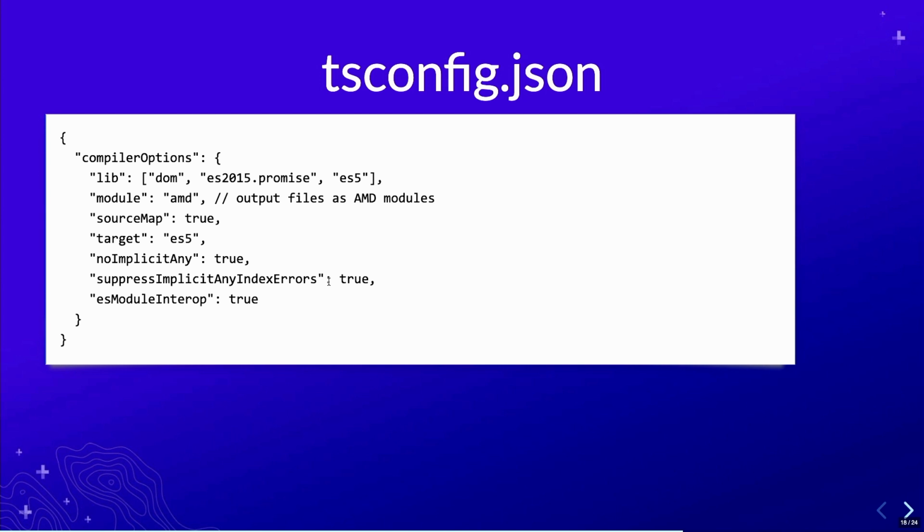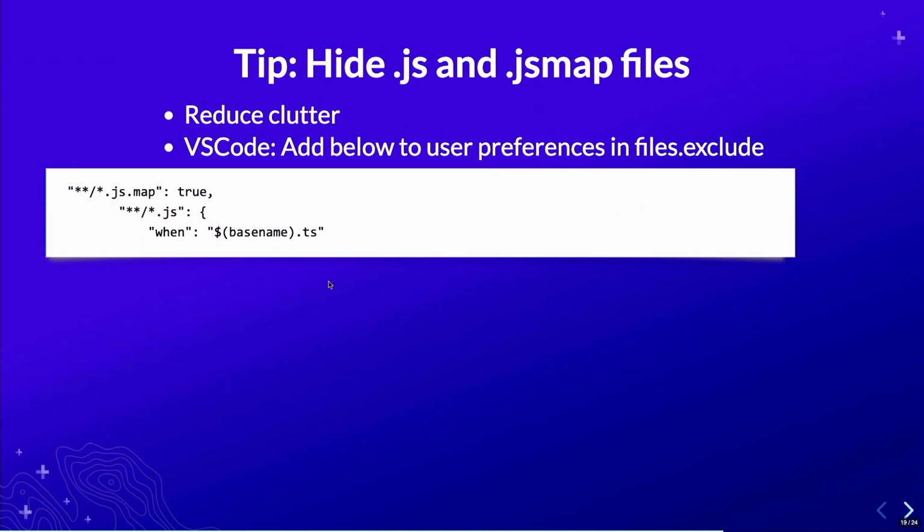So here, the next slide, we have another tip, which is to hide the JavaScript and JS map files inside of your VS Code browser. If you add these couple lines of code into your preferences to exclude files, you'll only see the TypeScript files whenever there is a JavaScript file that goes with it, right? When you compile your TypeScript, most of the time it'll output the JavaScript next to the TypeScript files, depending on how you set up your TSConfig.